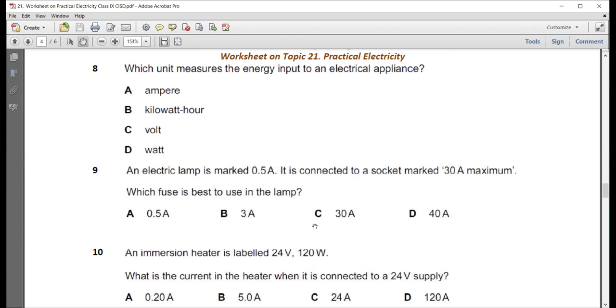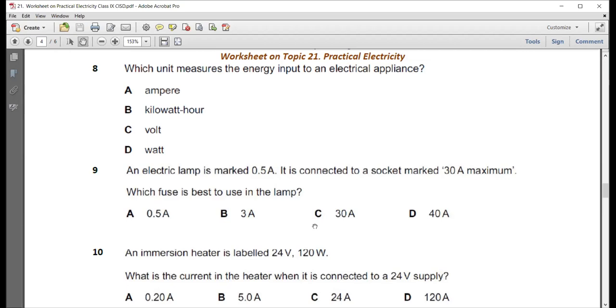An electric lamp is marked 0.5A. It is connected to a socket marked 30A maximum. Which fuse is best to use in the lamp? 0.5A, 3A, 30A, 40A. The answer? Okay, before going to the answer, let me discuss a little bit about the rating of fuse: in which appliance, how much fuse rating we should use.